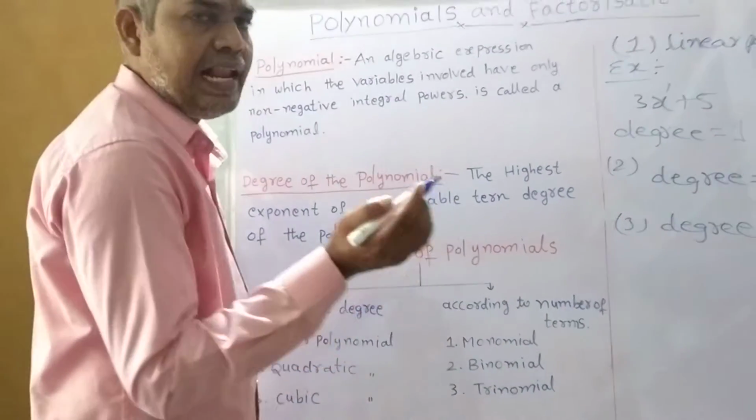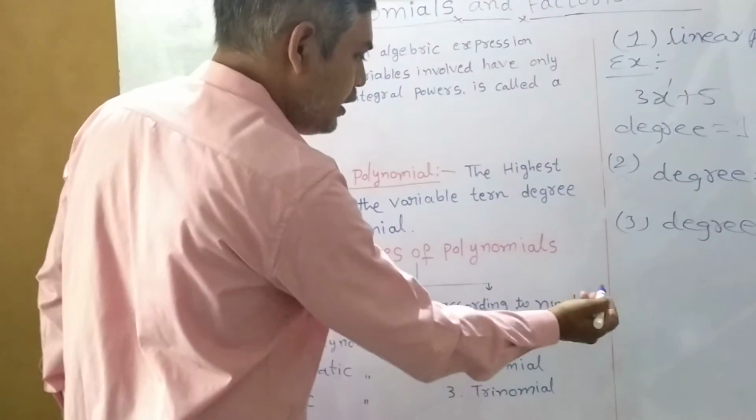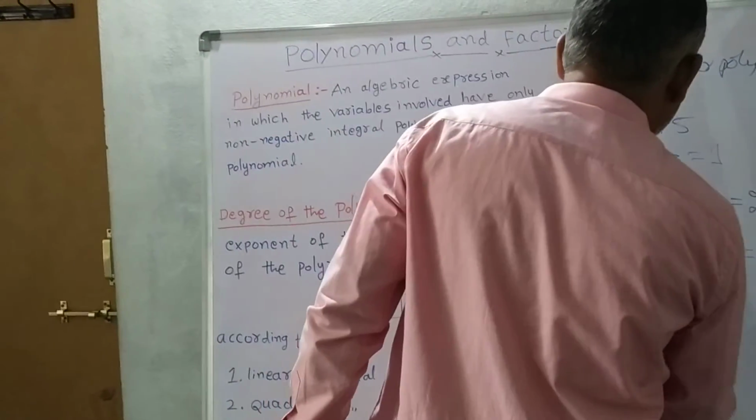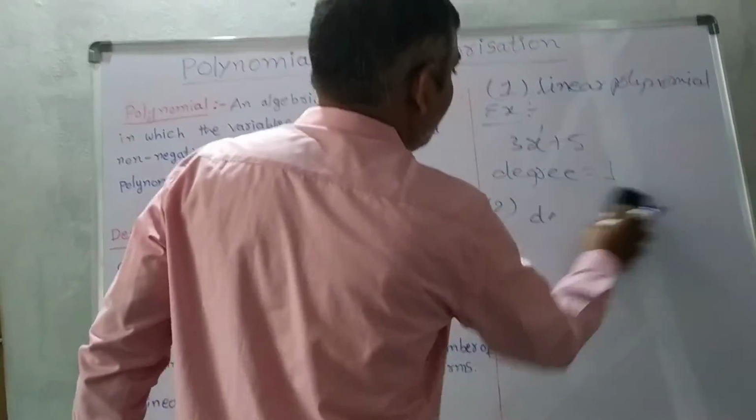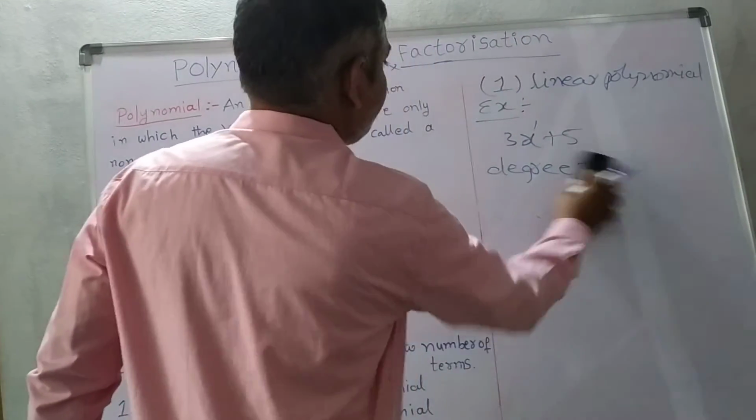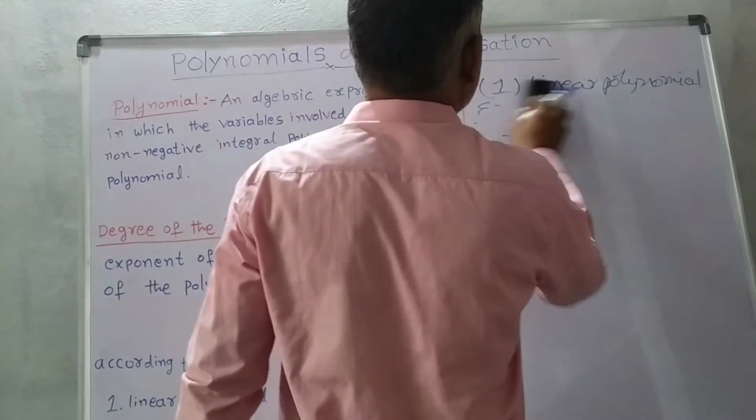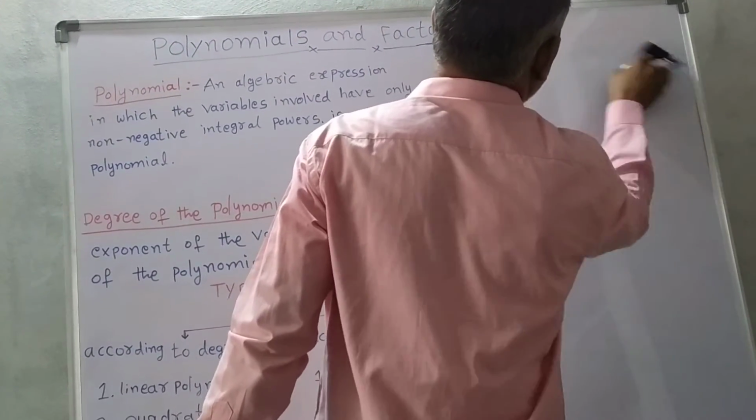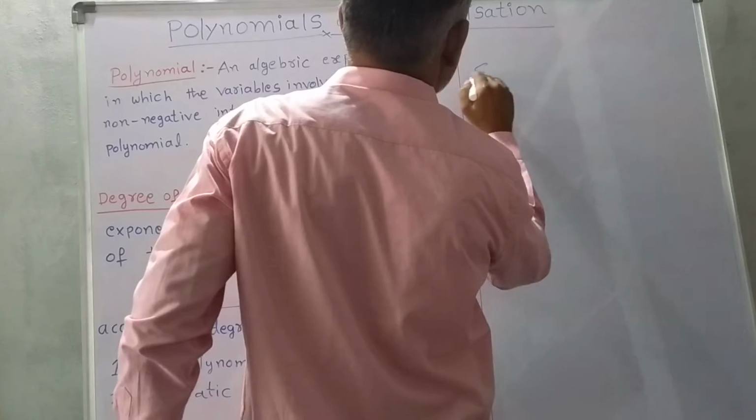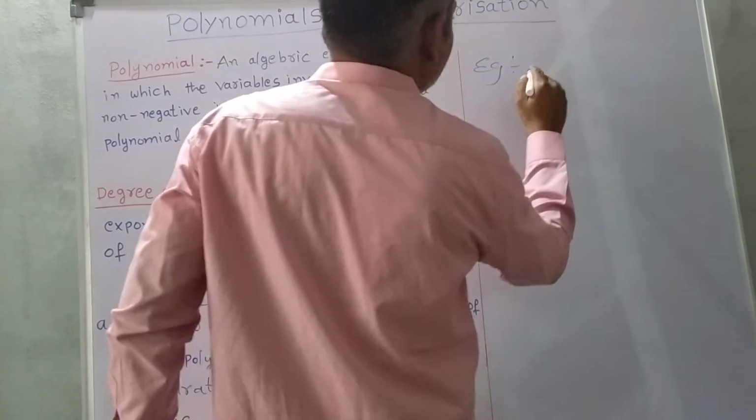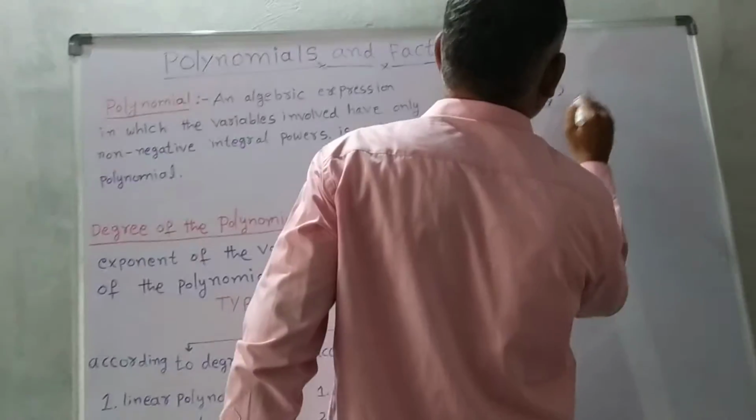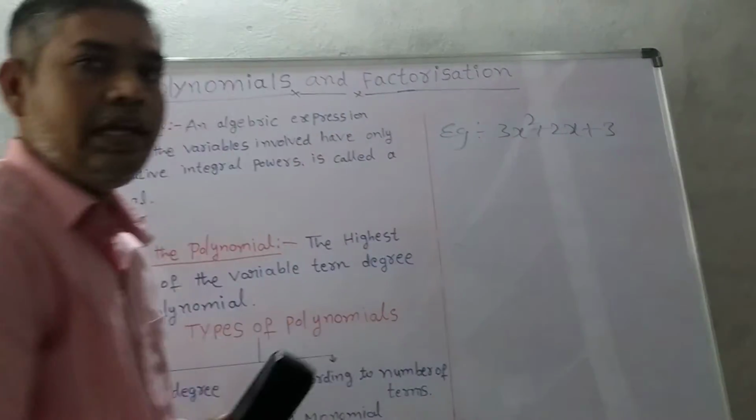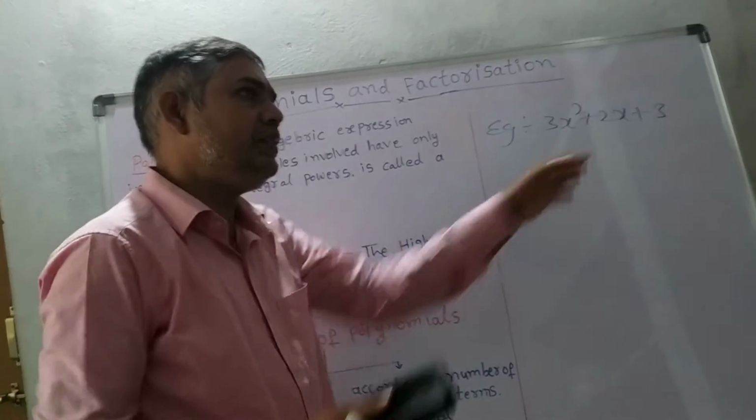And the second type of classification is according to number of terms. According to number of terms, again the polynomials are divided into different types. For example, 3x square plus 2x plus 3. In this polynomial, there are 3 terms.